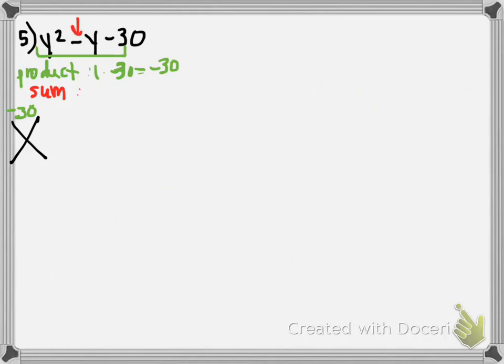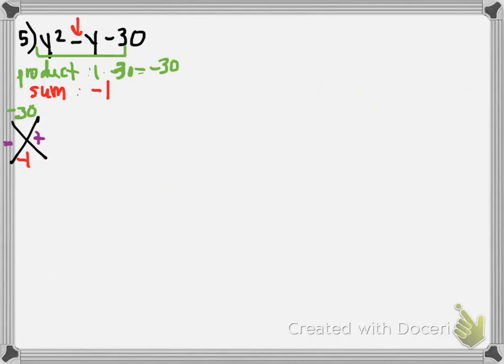Now, I don't see a coefficient there, so what is it? Not just 1, negative 1. So now I need to come up with factors of negative 30 that add to give me negative 1. So again, remember, if my product is negative, my signs are different. The sign of the linear coefficient is going to be the sign of your larger factor. So what are the two factors that multiply to give me negative 30 but add to give me negative 1?